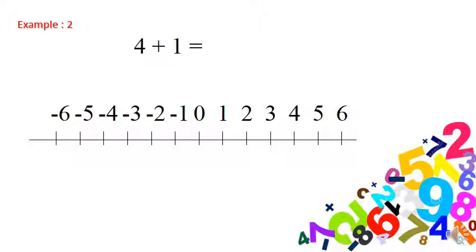Example 2, 4 plus 1. You can directly know the answer, that it's 5. Using the number line, stand at 4 and then go 1 to the right. The answer will be 5, positive 5.